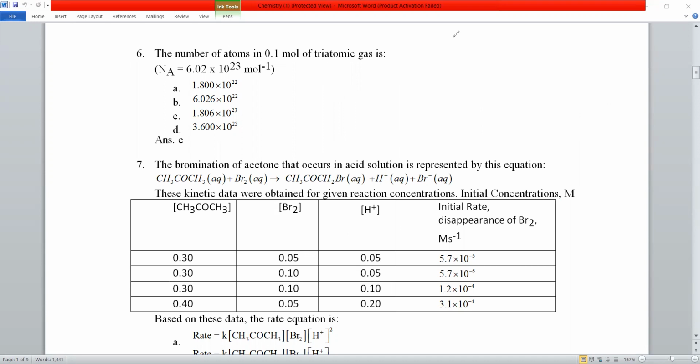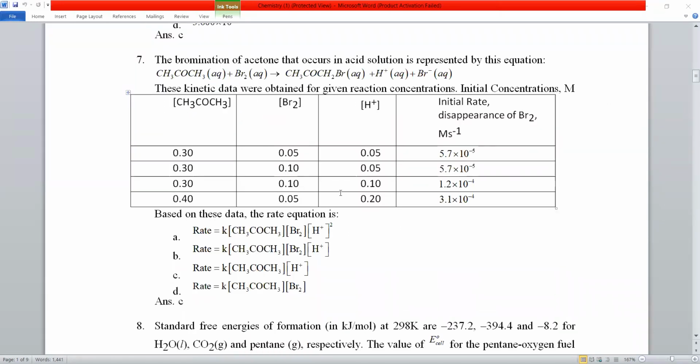Question number 7, from chemical kinetics, students. This is the equation they have given. The given data: concentration of acetone, concentration of Br2, as well as concentration of H+. Now they are asking about the initial rate of disappearance. They have given rate expressions. Which is the correct one and which is the wrong one? We have to check here.